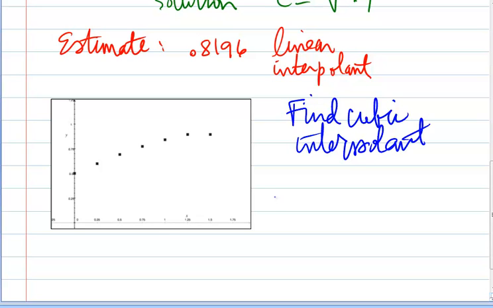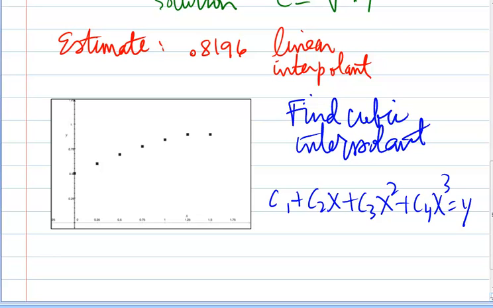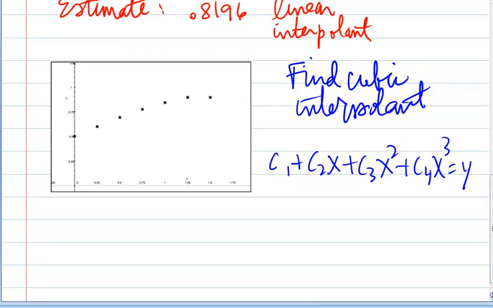And how's that going to look? I have C1 plus C2x plus C3x squared plus C4x cubed equals y. I need to find 4 coefficients here, and so I'll need to use 4 data points. I'll choose 2 above and 2 below from my table.